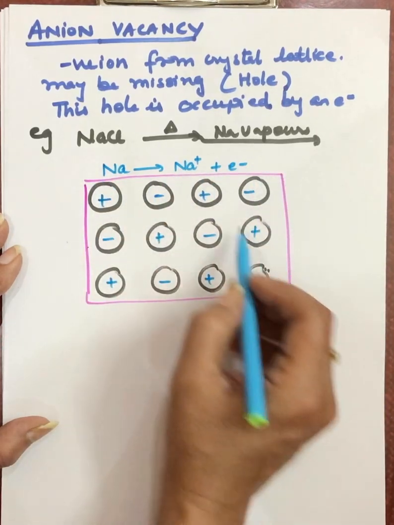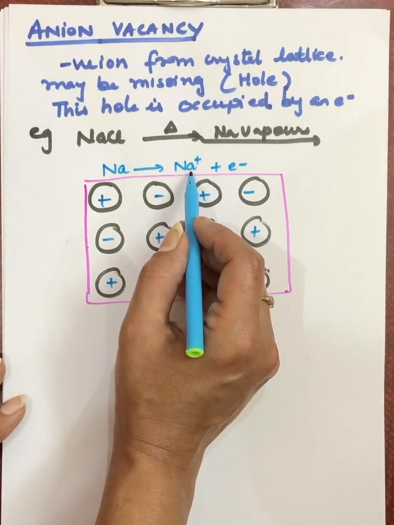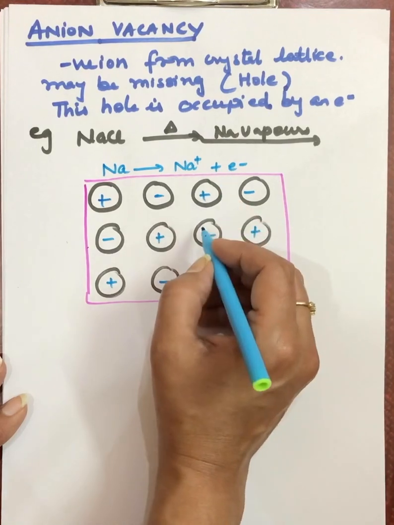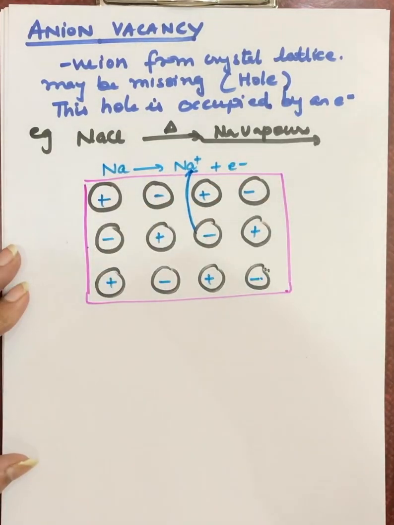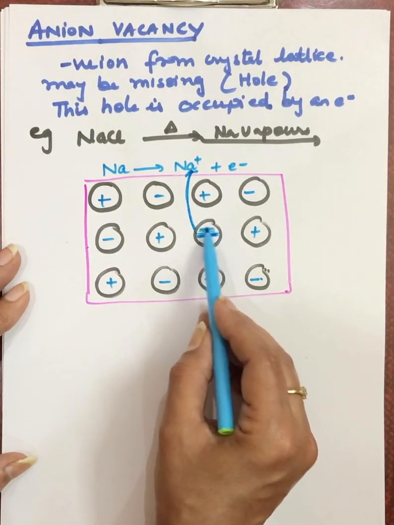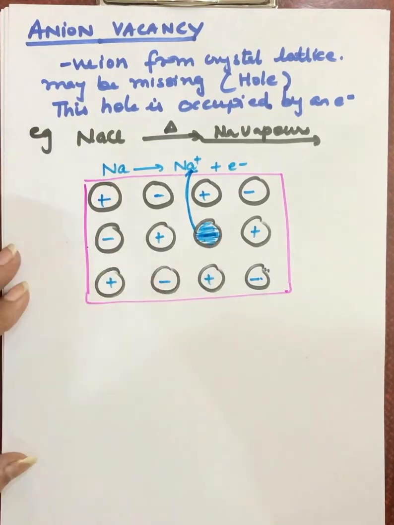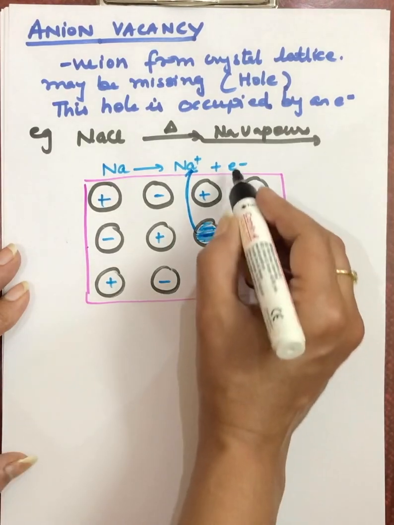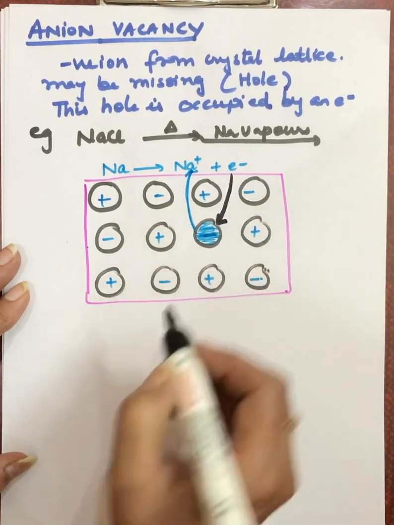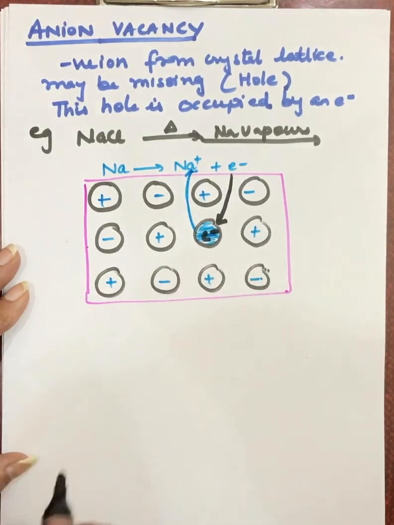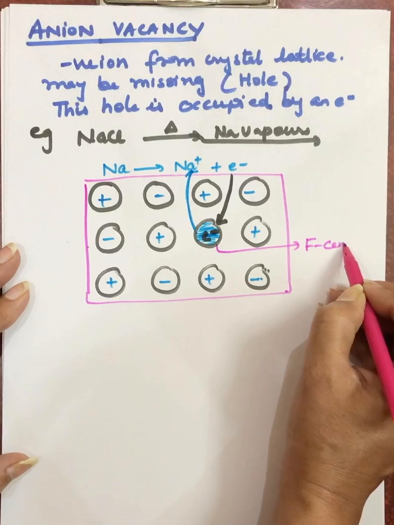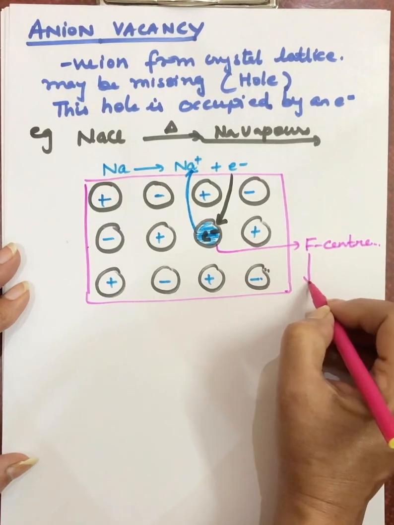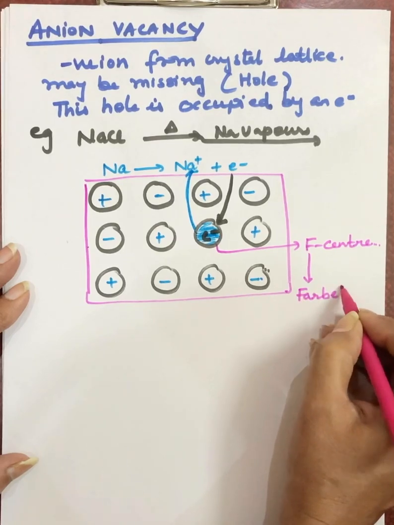So on the surface there are now Na+ ions present. So they will attract the negative ions. So some of the chloride ions from the crystal lattice move towards the surface to combine with these Na+ ions formed. So at this place, what will be created now? A hole will be created at this place. But now this hole is occupied by electrons. From the surface, the electrons come here and take up this place. This place occupied by electrons is known as F centers. F is taken from the German word Farbe, which means color.